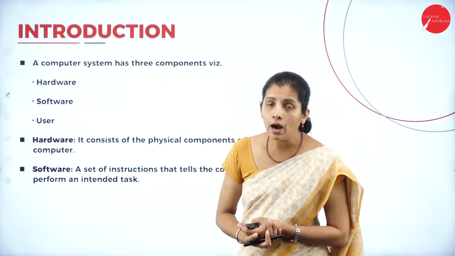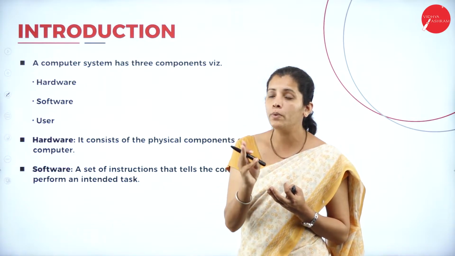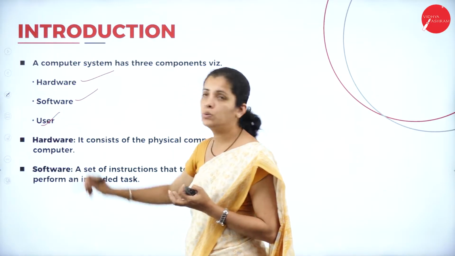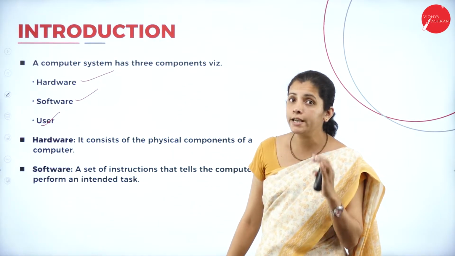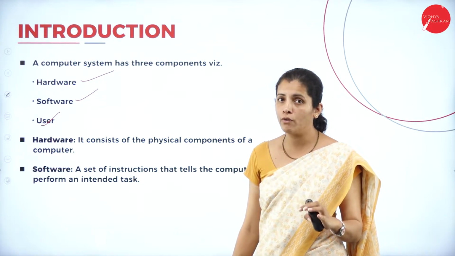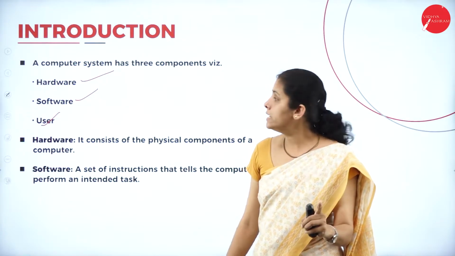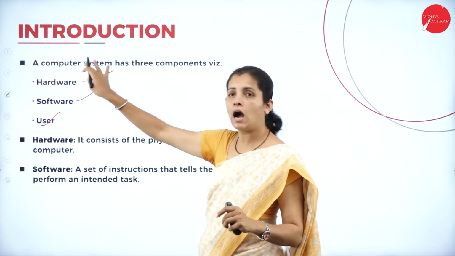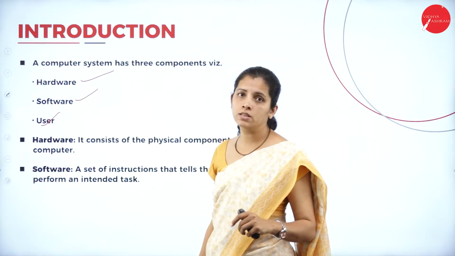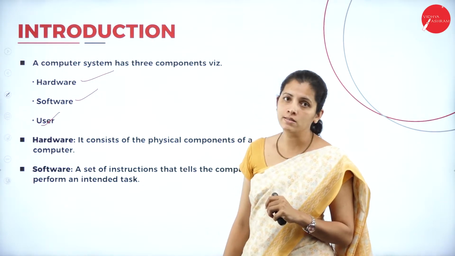When I talk about computer system, computer must have three components, that is hardware, software and user. Without these three components, computers are not able to perform, because to perform perfectly, computer must have hardware support as well as software as well as user, and these are the building blocks of computer system.